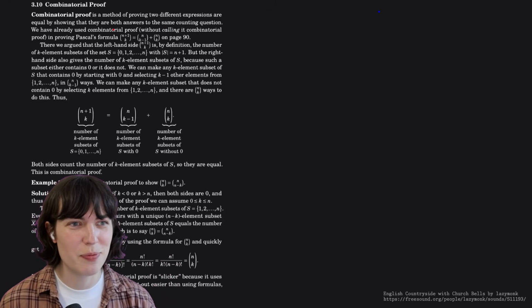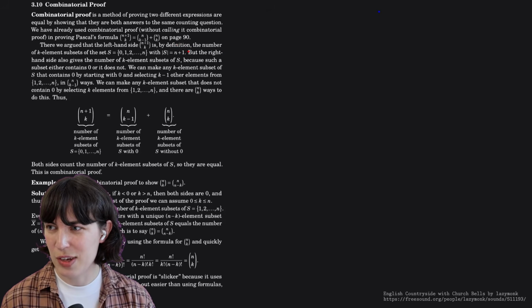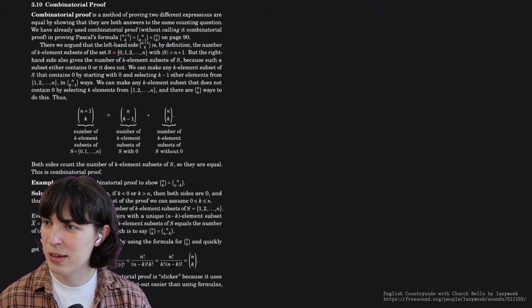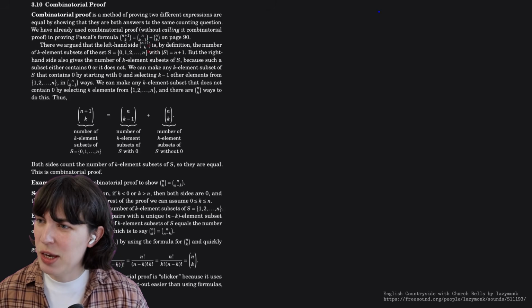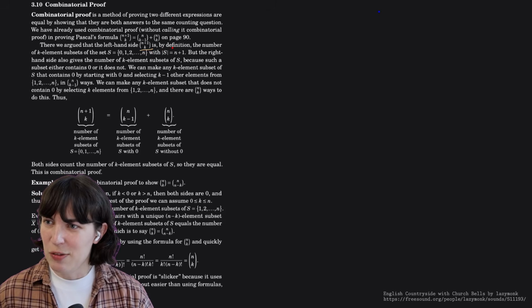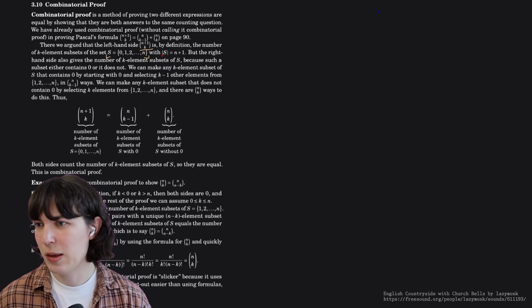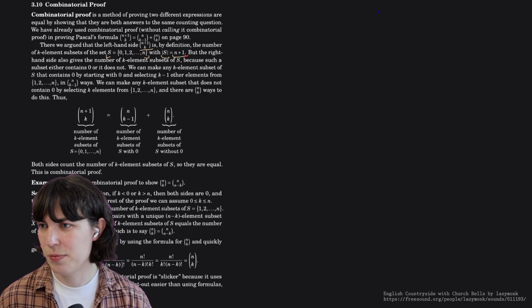Right, so we did this. All right, let's skip the chapter. Then we argued that the left-hand side is, by definition, the number of k element subsets of the set S, where the cardinality of S is equal to n plus 1. Okay.